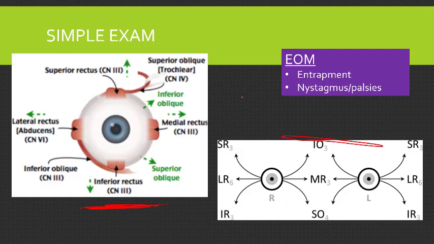So what you want to do, most people teach people to do an H. So they go up and down, back and forth, up and down. I like to do an X, but you don't have to do that. You can do extraocular motion in any way you want to. What you need to understand is if somebody has a palsy to the nose side, what is the nerve that causes it?